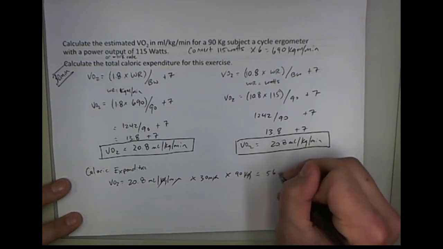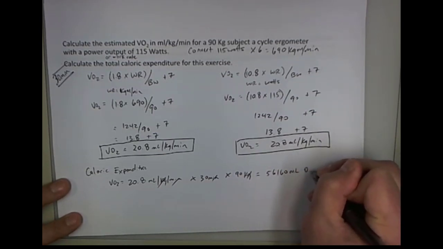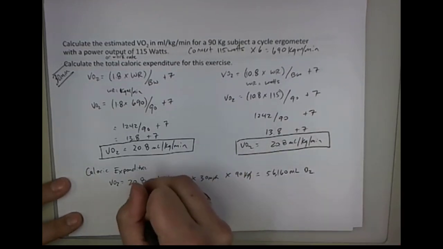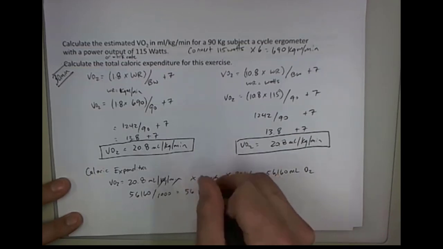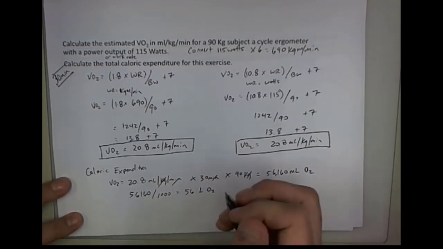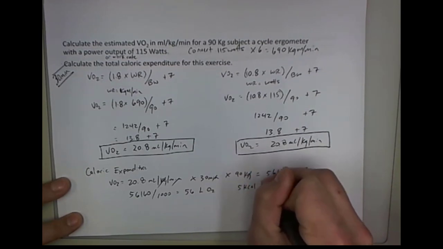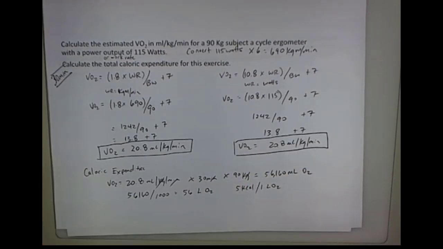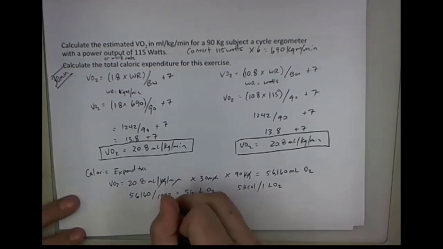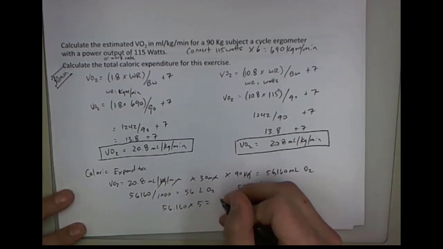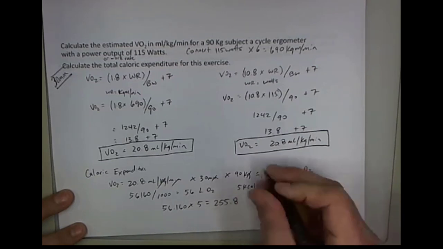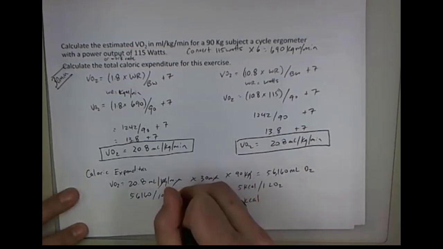Tells us that we get 56,160 milliliters of oxygen. So 56,160 divided by 1,000 gives us 56 liters of oxygen. And then we know that we burn 5 kcals per 1 liter of oxygen. So 56.160 times 5 gives us 255.8 kcals.